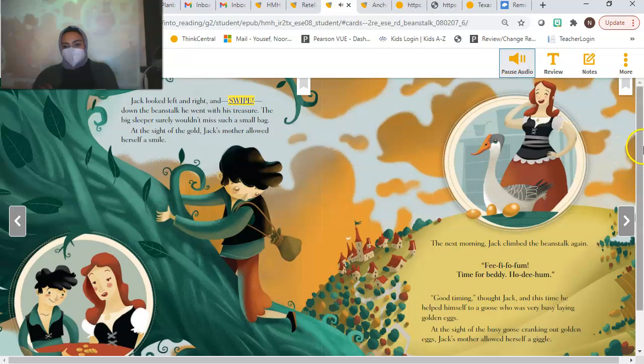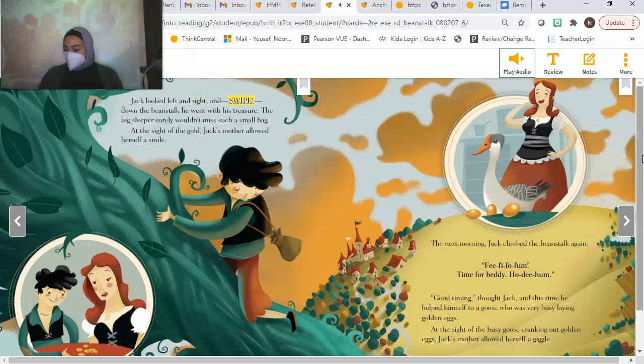The next morning, Jack climbed the beanstalk again. Fee, fi, fo, fum, time for Betty, hoody hum. Good timing, thought Jack. And this time, he helped himself to a goose who was very busy laying golden eggs. At the sight of the busy goose cranking out golden eggs, Jack's mother allowed herself a giggle.